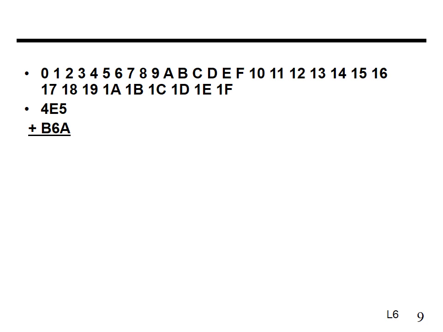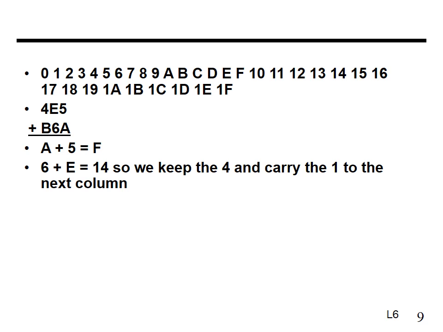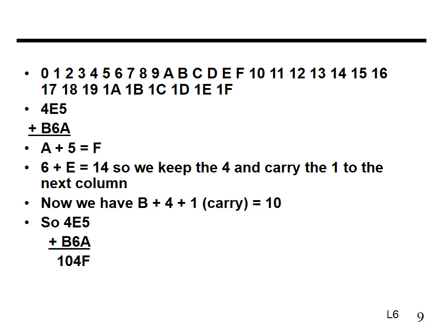So let's say we want to add 4E5 to B6A. So we're going to start at the far right column, add 5 to A. 5 plus A gives us F. Then we want to add 6 to E. When we do this, we see that that is equal to 14. So we write down the 4 and carry the 1 to the next column, just like we would in decimal numbers. Then for the last column, we have B plus 4 plus the 1 that we carried in, so B plus 5. If you look on our chart, the B and add 5 to it, it comes to 10. So 4E5 plus B6A is equal to 104F. Well, that's pretty simple.